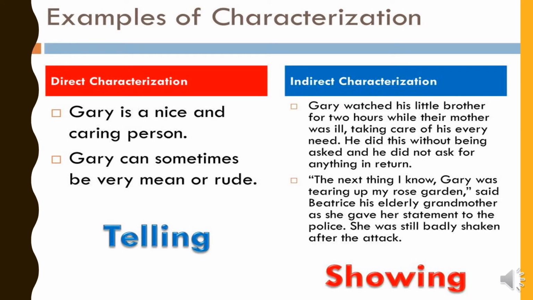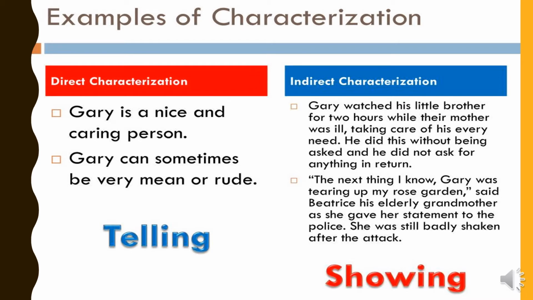Here are examples of characterization. In the direct characterization, Gary is a nice and caring person. Gary can sometimes be very mean or rude. Indirect characterization, Gary watched his little brother for 2 hours while their mother was ill, taking care of his every need. He did this without being asked, and he did not ask for anything in return.